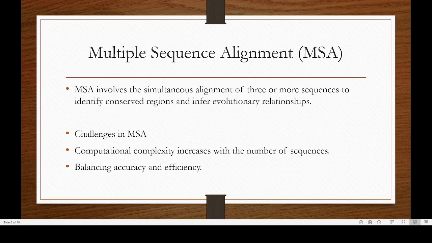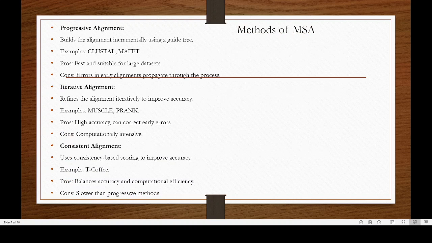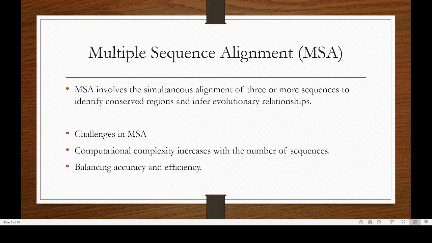So this is how we are finding the regions of multiple sequence alignment. Then, going to the methods of multiple sequence alignment, we have progressive alignment, iterative alignment, and consistent alignment. So coming to the multiple sequence alignment, now you have an idea. This lower one is the multiple sequence alignment.